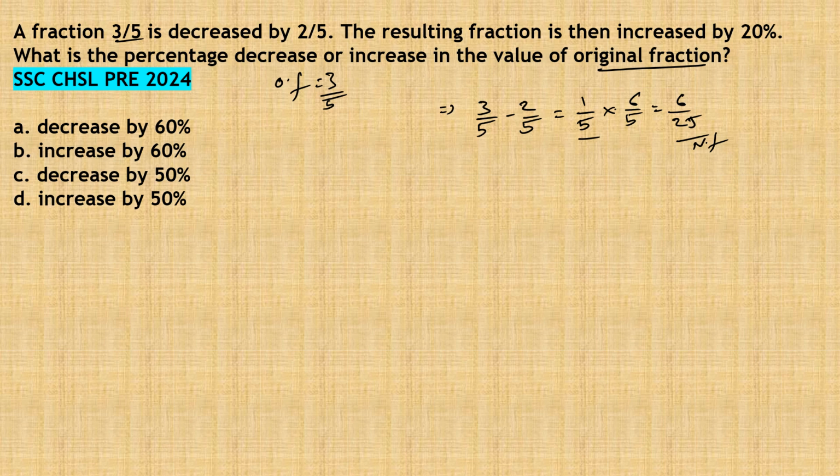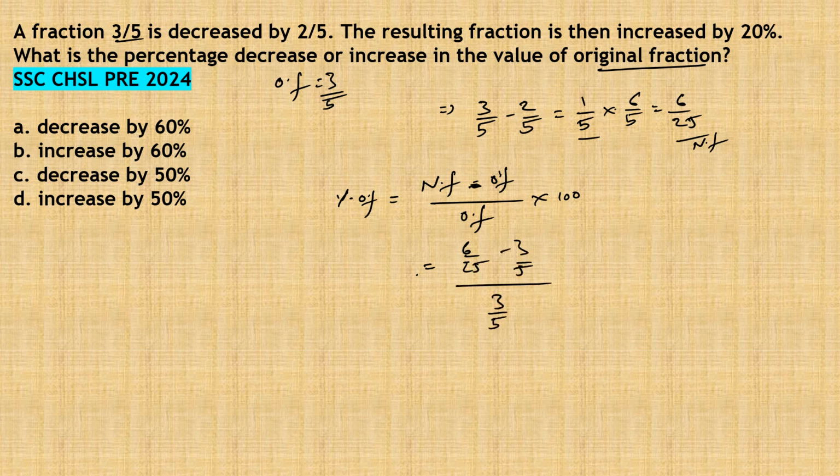What is the percentage increase or decrease in the value of the original fraction? Percentage decrease or increase in the original fraction. What is the formula? New fraction minus original fraction upon original fraction into 100. New fraction is 6 by 25 minus 3 by 5. Original fraction is 3 by 5 into 100.